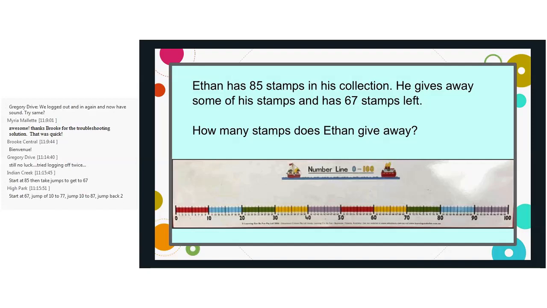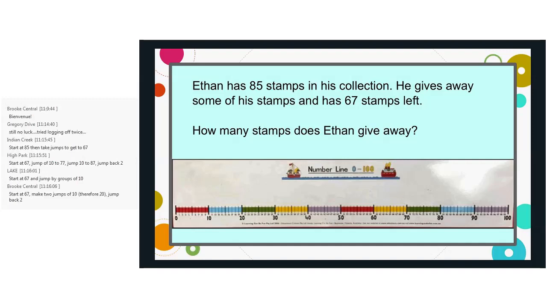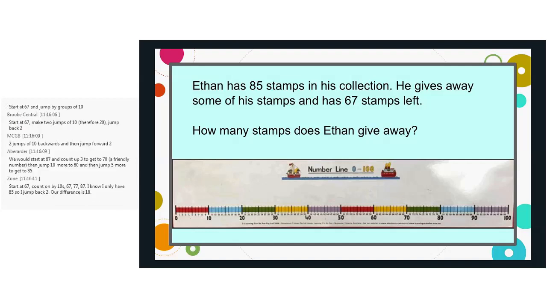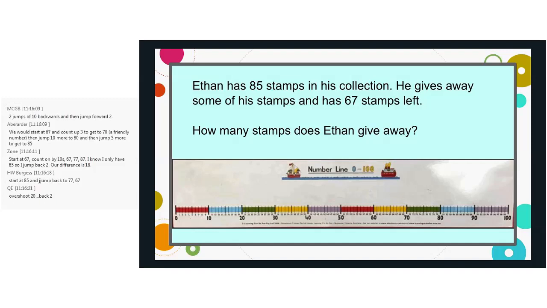We're starting to get some answers now. So start at 85, then take jumps to get to 67. Start at 67, jump of 10 to 77, jump 10 to 87, jump back 2. Start at 67 and jump by groups of 10. Oh, awesome. Start at 67, and they use the same strategy, I think, as Indian Creek. Starting to get lots. I can't even keep up. Wow, this is amazing. Thank you so much for all that feedback, everyone. And we're going to look at those comments after as well.